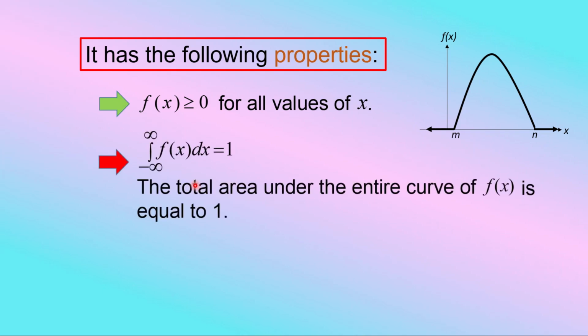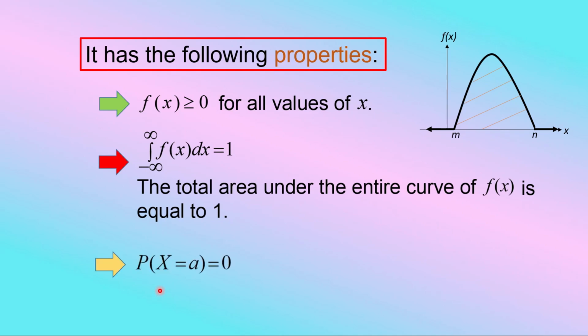The second property is the total area under the entire curve of f(x) is equal to 1, by doing the integration process from negative infinity to infinity. So if we look at the PDF graph, integrating from negative infinity to infinity will give the total area 1.